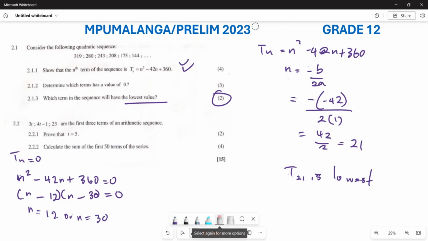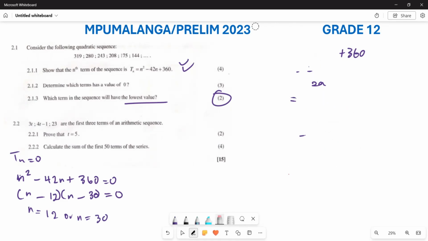Now, 2.2, we are given an arithmetic pattern, right? Let's find out what this is going to be. In here, they want you to do what? Here you are given 3t, 4t subtract 1, and 23 as the first 3 terms of the arithmetic sequence. They say prove that t is equal to 5.